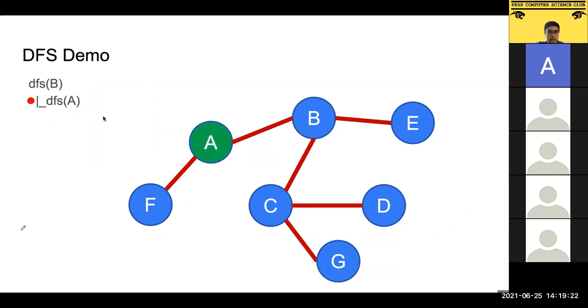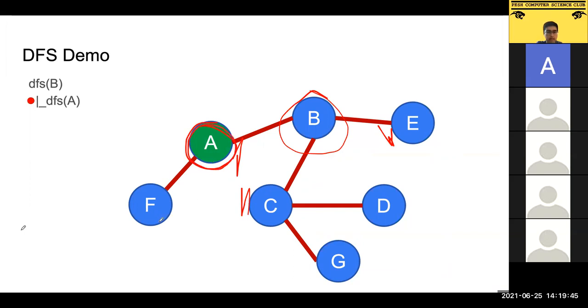So we're going to do our DFS from B. We look at what neighbors B has. B has A, C, and E as its neighbors, and it doesn't really matter which one we go to first. In this example, we'll just go with A. So A is its neighbor, so we're going to call DFS A.